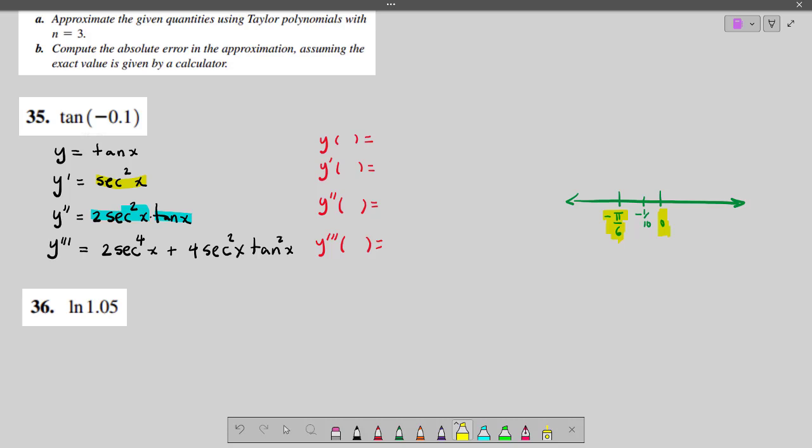-1/10 is going to be closer to 0. We could pick -π/6, but those are the only two trig values that we know that are surrounding -1/10, right? Those are the two that we could choose from. -1/10 is closer to 0 than it is to -π/6. -π/6 is about -1/2. So we're closer to 0. So we're going to choose this as our center.